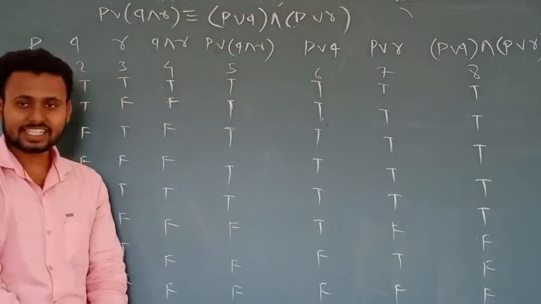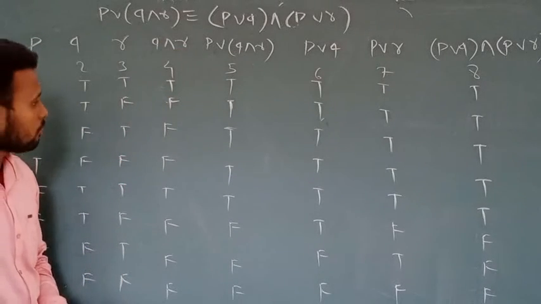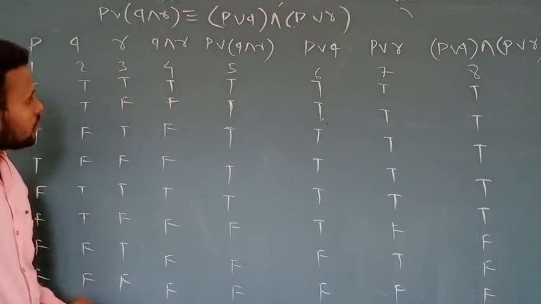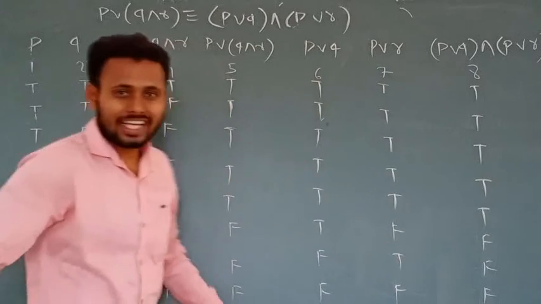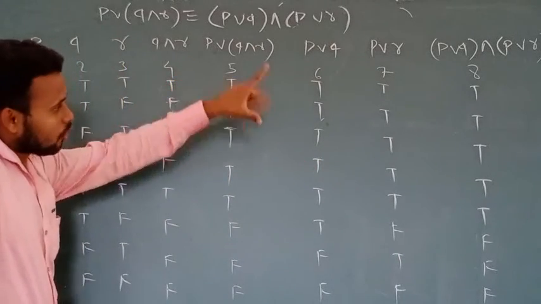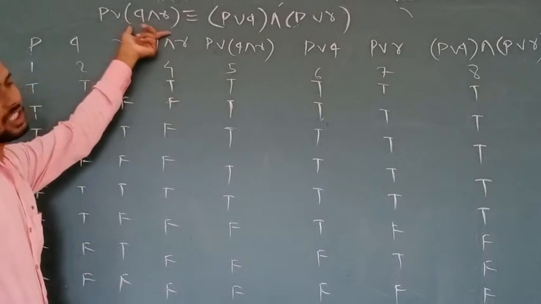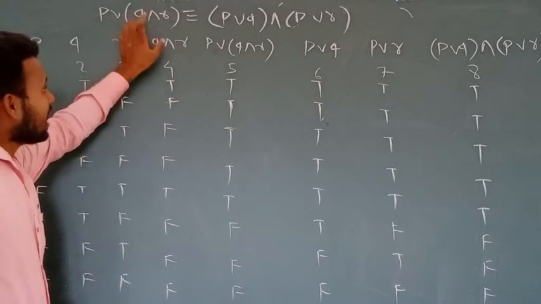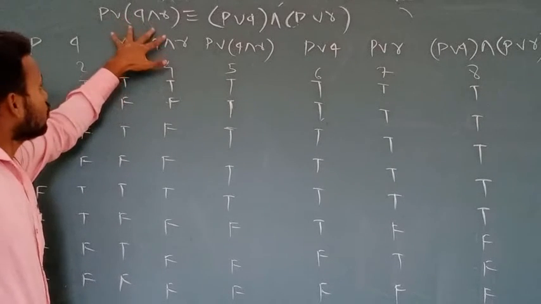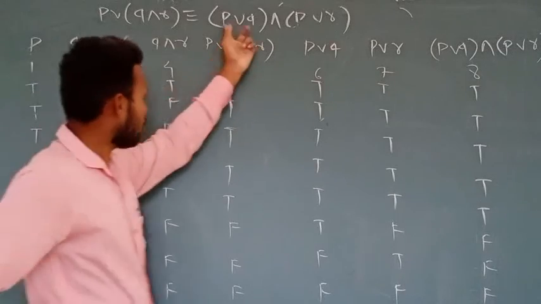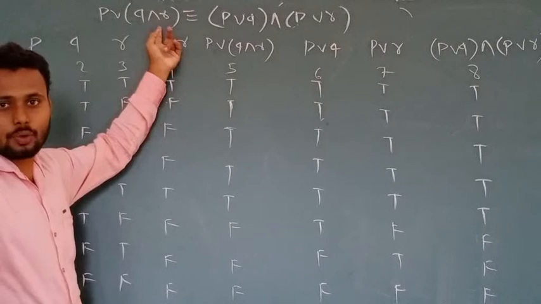Now the next line: in the above truth table we observe that all the entries in column 5 and column 8 are equal, therefore we say that the given statement patterns are equivalent. Why equivalent? Because the truth values of that column and the truth values of that column are the same, therefore we say that the given statement patterns are equivalent.